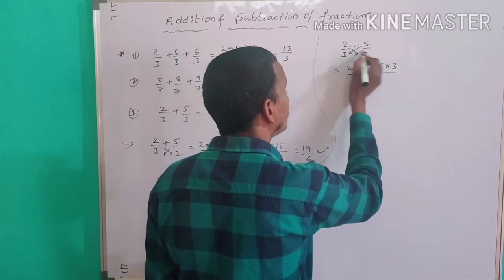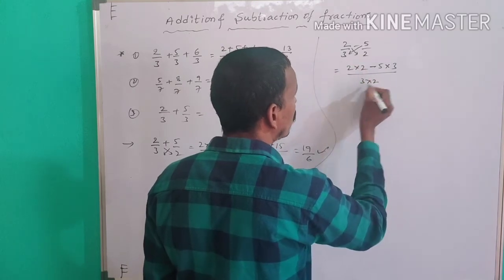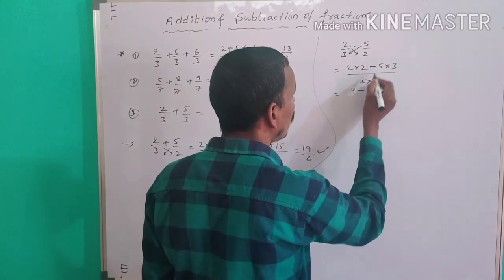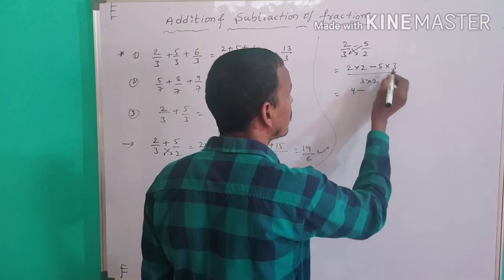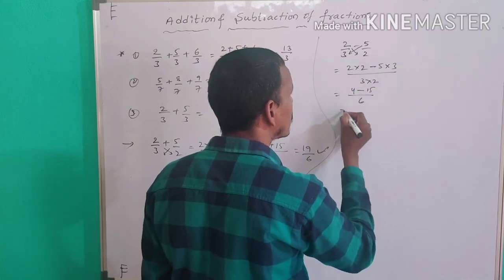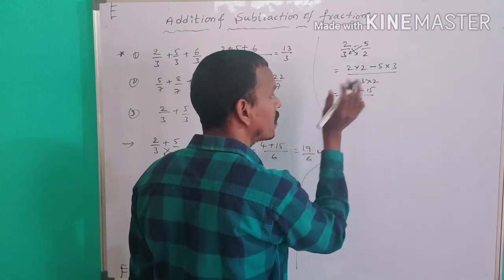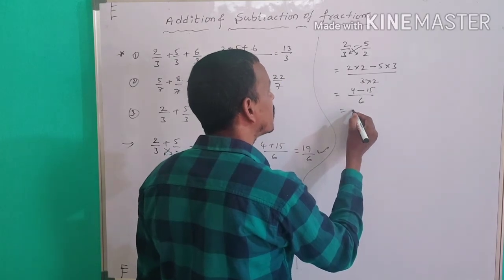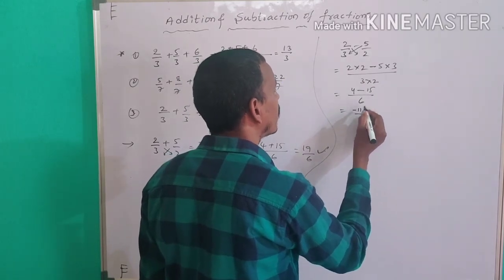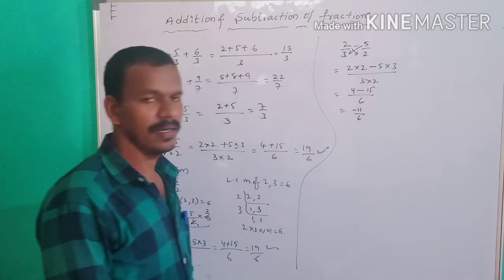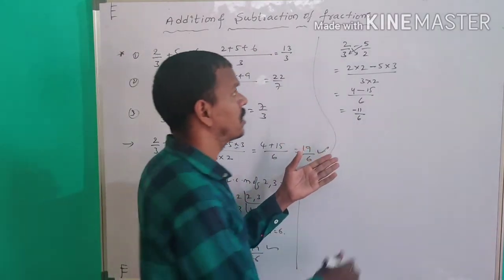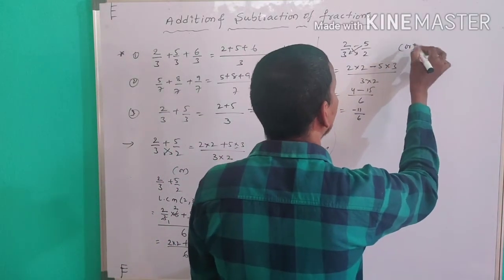By, the denominators also multiplied, 3 into 2. That is equal to 2 2's are 4 minus 5 3's are 15, by 3 2's are 6. 4 minus 15, how much? That is minus 11 by 6. It is the answer. Now let us go to the other way, the LCM method.